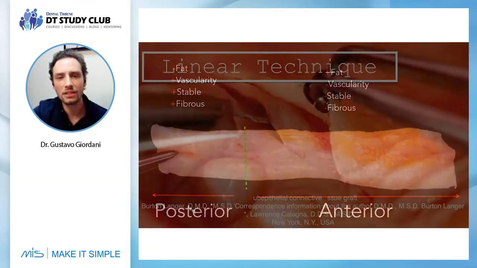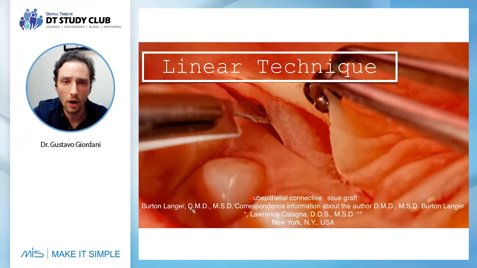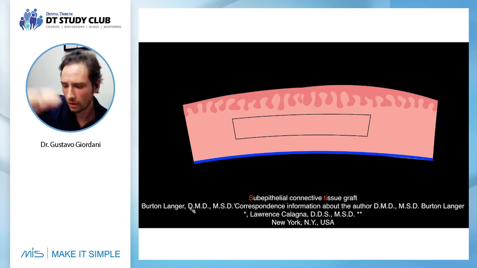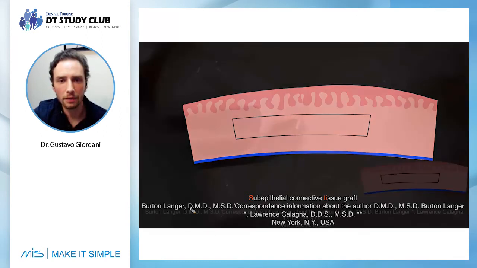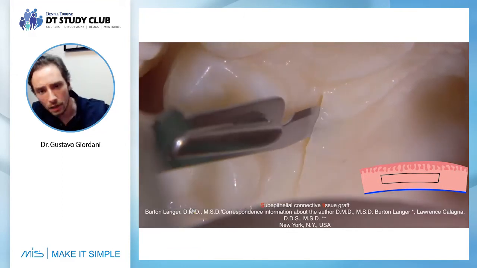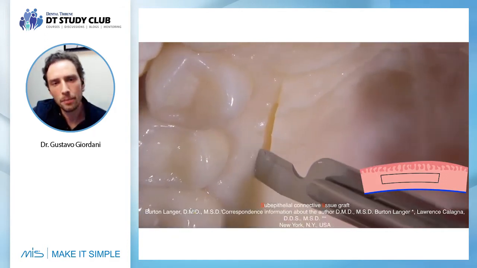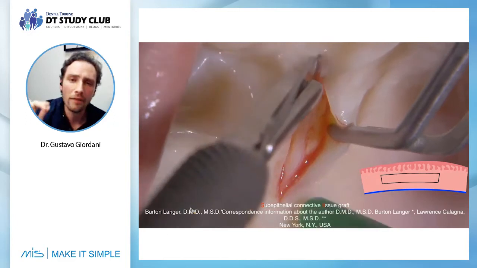So let's understand the techniques, and let's talk a little bit about the linear technique, a very common technique described in the literature. It's the technique where you remove the medium part of the palate, not the superficial, not the part of the palate that is close to the bone. This is a technique very common in the literature. You just take a 15C blade and you separate the connective tissue graft from the epithelium. Then, with the same blade, we start to separate the connective tissue graft from the periosteum, and we try as much as we can to do everything with the blade.